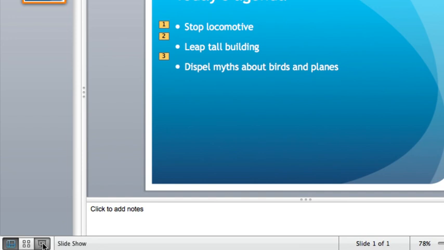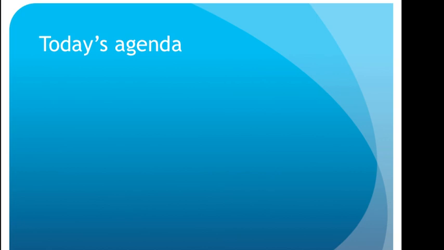Let's watch this as your audience will see it. To run the slideshow, click Slideshow. Notice that the title appears, but the bullet points are hidden.